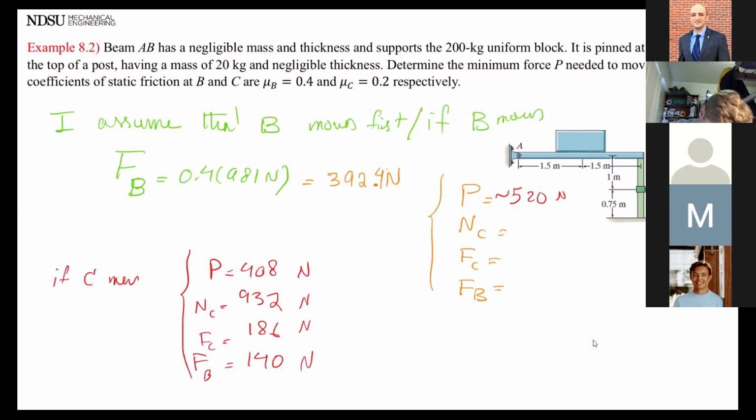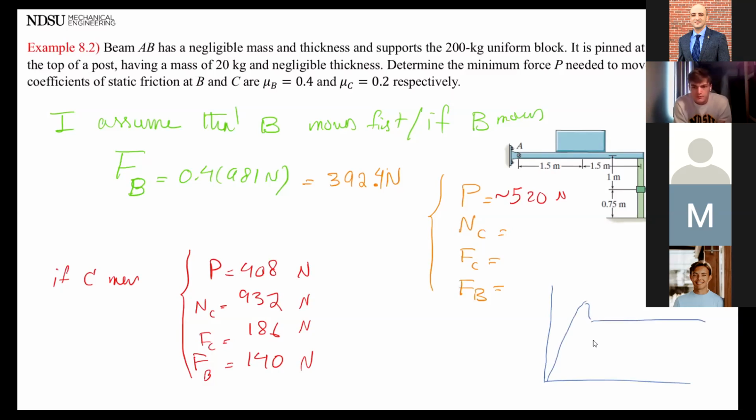Now what? Which one is your answer, and which assumption was correct and which assumption wasn't correct? Is it this one, because it asks for the minimum force P? Exactly. So we go back to this. That's important. Your force P of 408 is going to be here. Bigger force of 520 is going to be here.